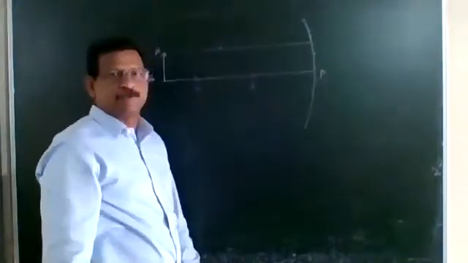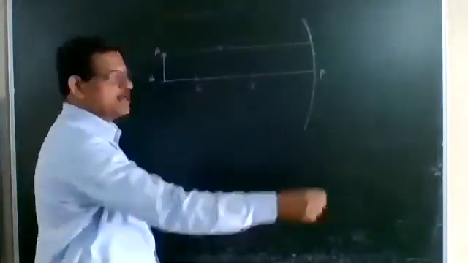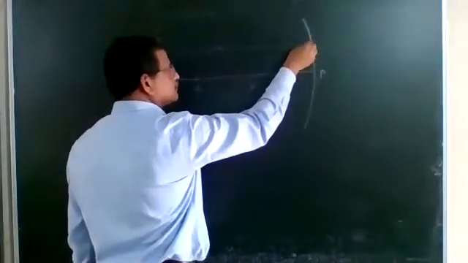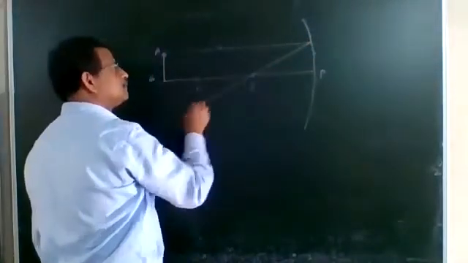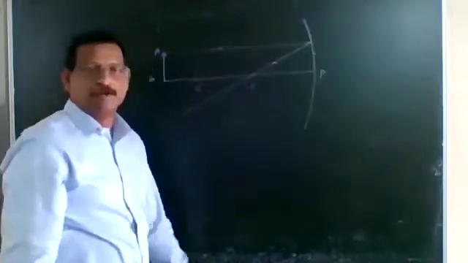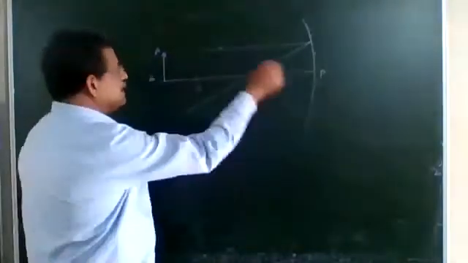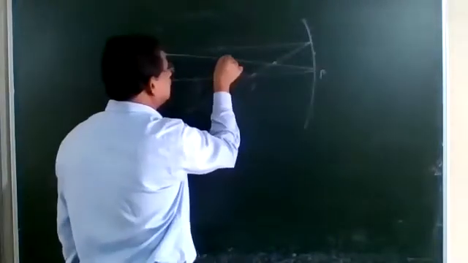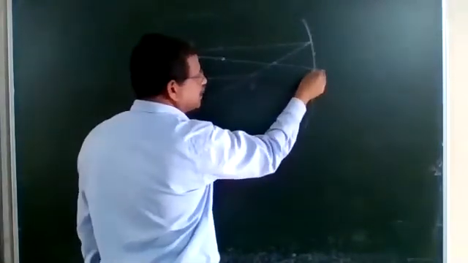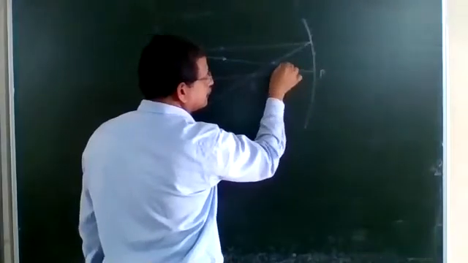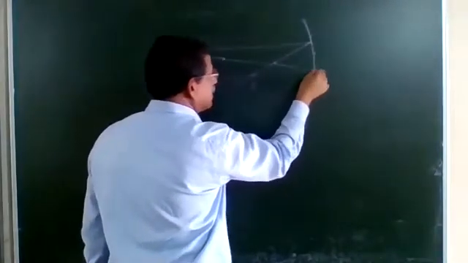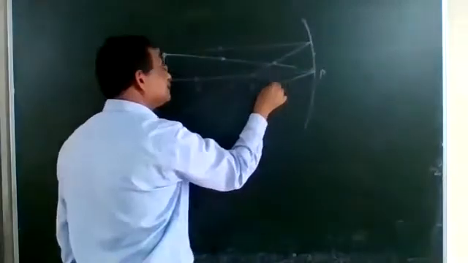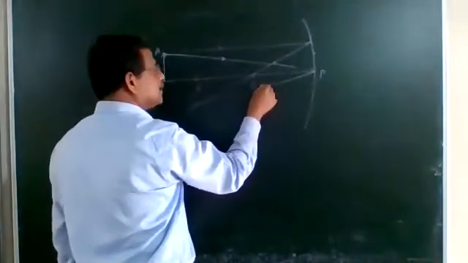First ray parallel to the principal axis, after reflection passes through the focus. Second ray reaching the pole, obeying the laws of reflection, and coming down. That is the second ray.